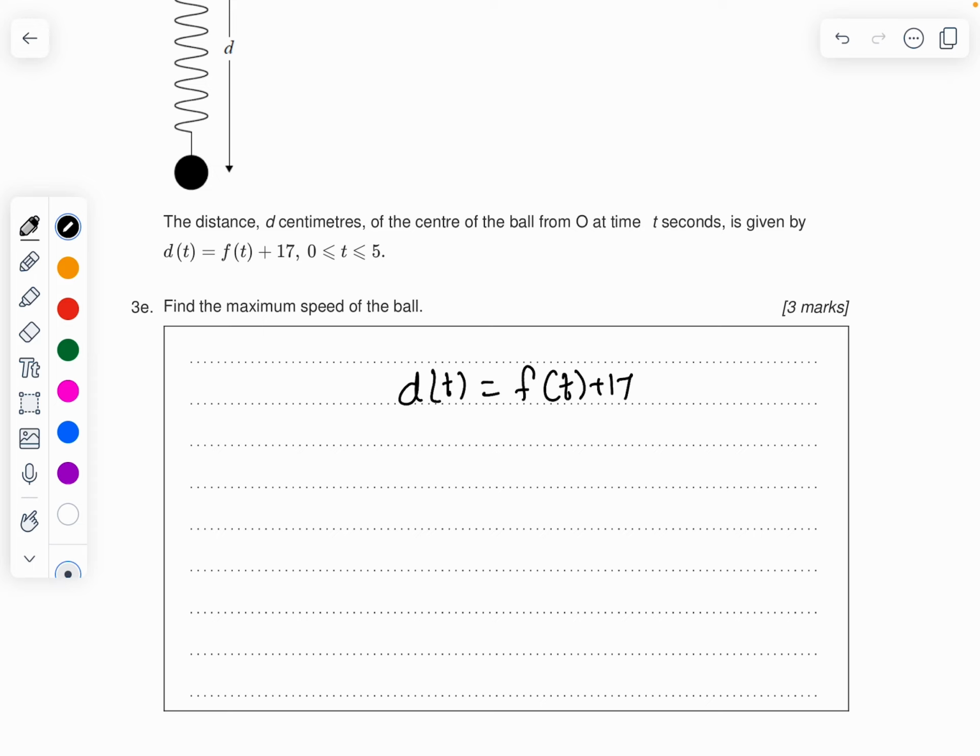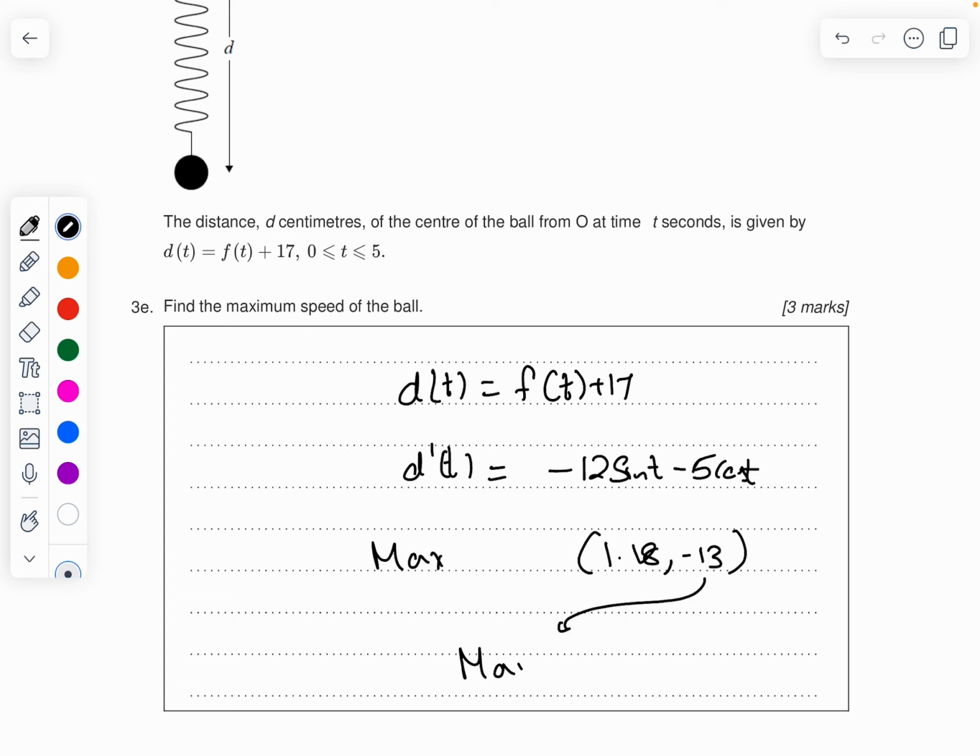I'm going to find the derivative of that one, which is going to be minus 12 sin t minus 5 cos t. This is the equation for the speed, so draw the graph for that one. Then you will get the maximum point at 1.18 comma negative 13. So 13 is going to be the maximum speed. Maximum speed equals 13 centimeters per second.